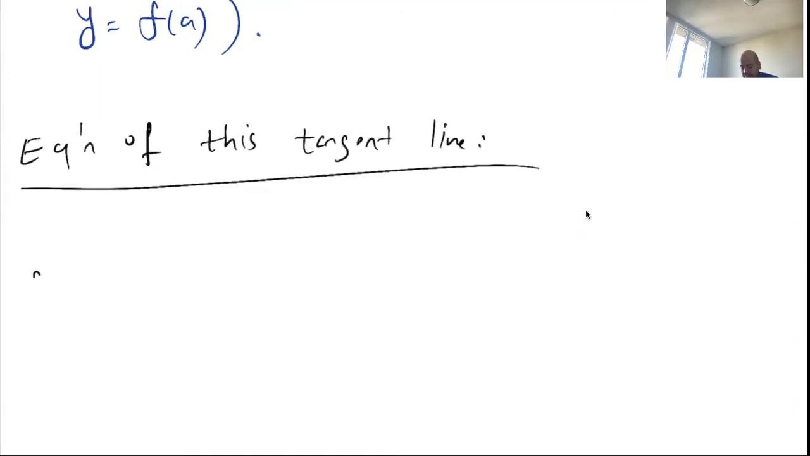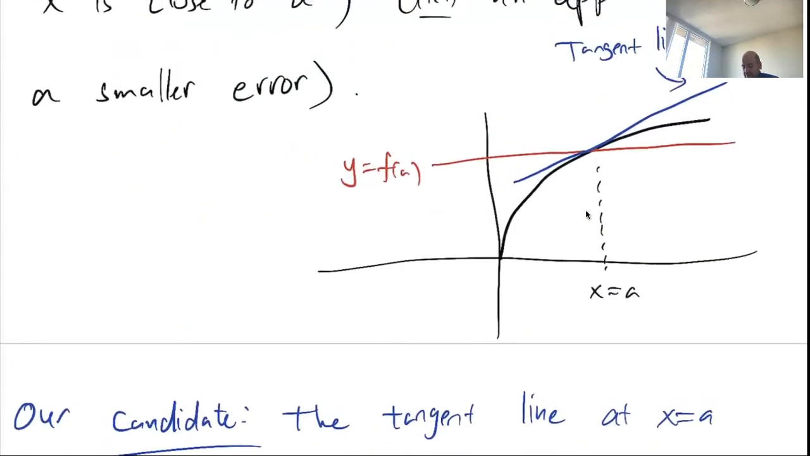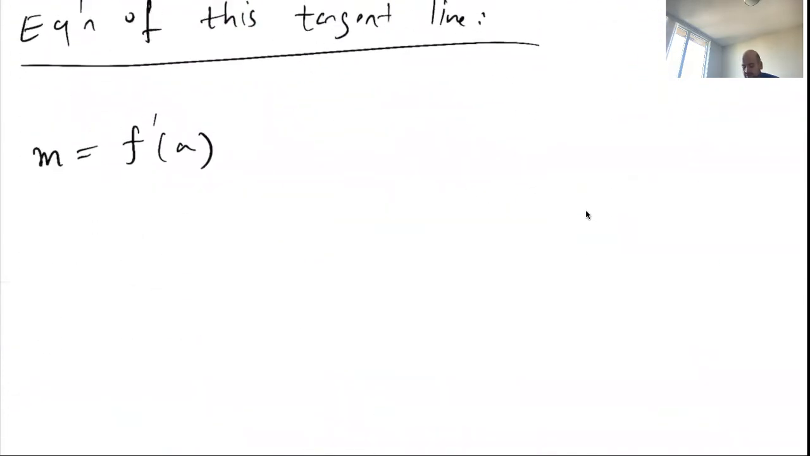What is the slope of this tangent line? The slope is f prime of a, right? Because it's tangent at x equals a. And it passes through which point? The point of tangency is a and f of a, right? Because the graph is f of x. So if the x value on the curve is a, then the y value will be f of a. So the point of tangency is a and f of a, and the slope is f prime of a.